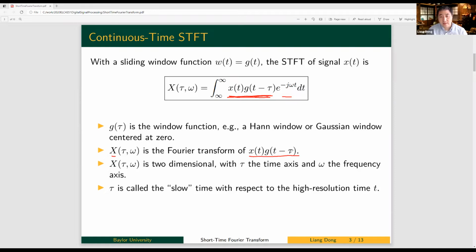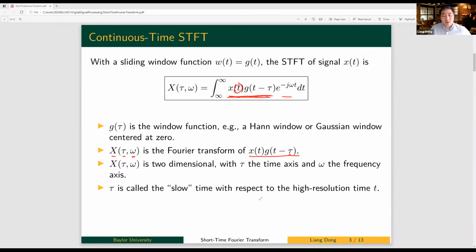As we said, it depends on two variables. One is, of course, frequency omega, since it's a Fourier transform. It also depends on the window shift, which is tau here. So it's time tau and frequency omega. Capital X(tau, omega) is two-dimensional, with tau being the time axis and omega being the frequency axis. Now this time tau is different from time t here. This is the time that we shift the window, which we cut for the short-time Fourier transform.